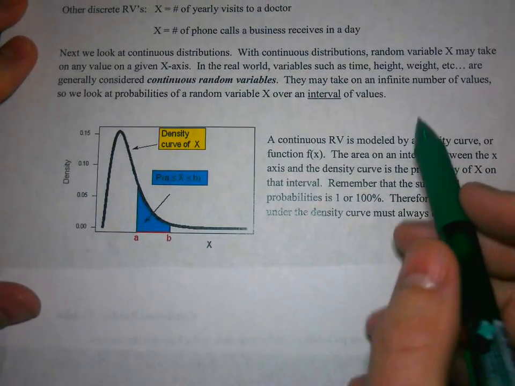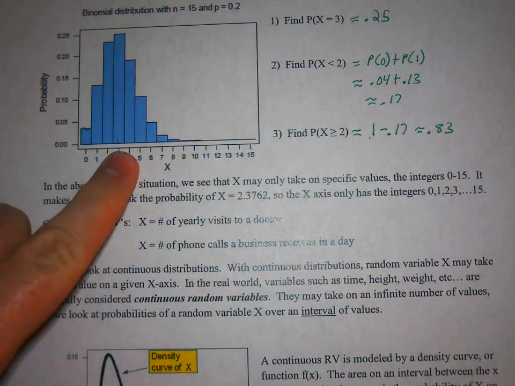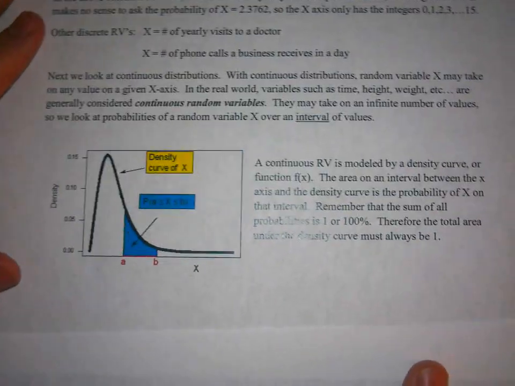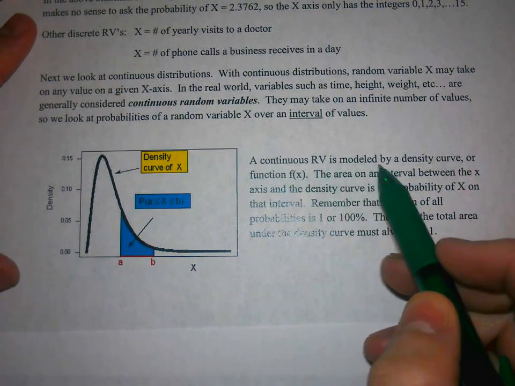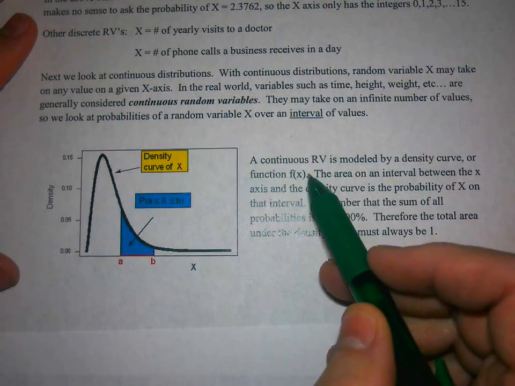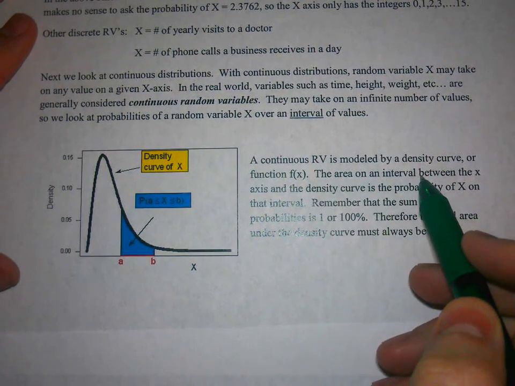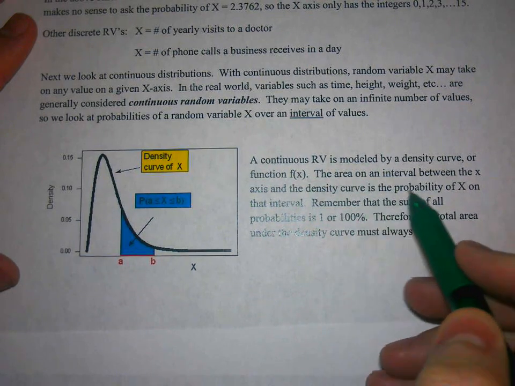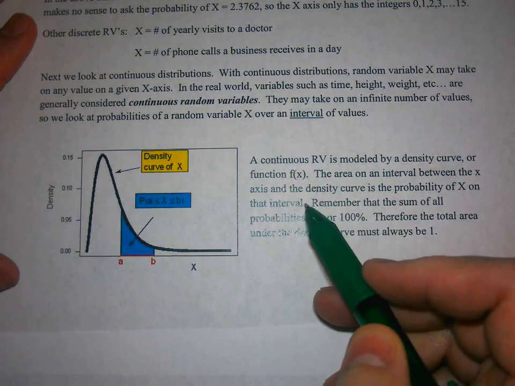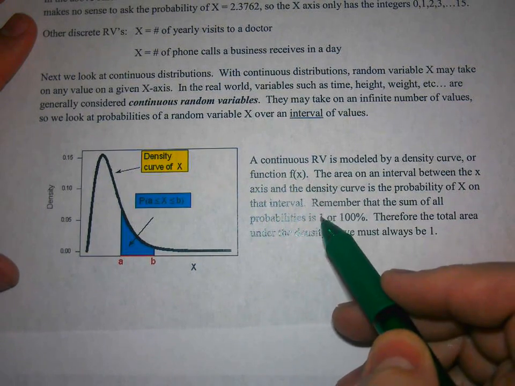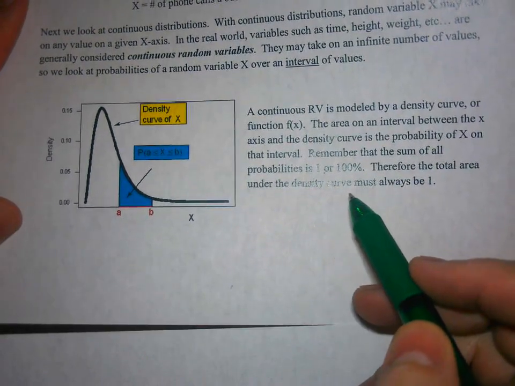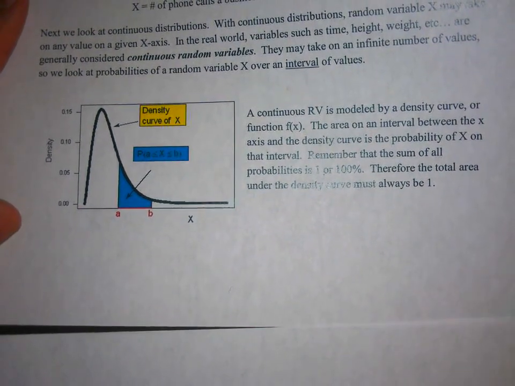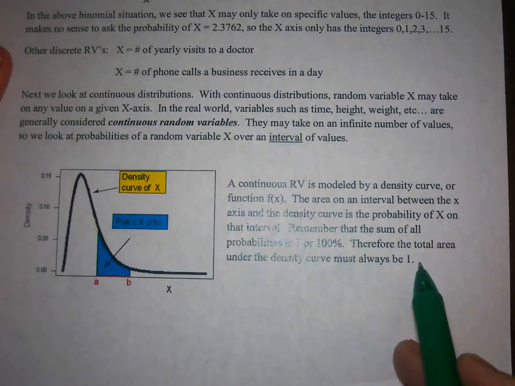When we look at a continuous random variable, rather than doing a bar chart, so rather than it looking like this up here, what you will generally have is what we call a density curve. A continuous random variable is modeled by a density curve, or function f of x. The area on an interval between the x-axis and the density curve is the probability of x on that interval. Remember that the sum of all probabilities is 1 or 100%. Therefore, the total area under a density curve must always be 1, and again, 1 representing 100%.